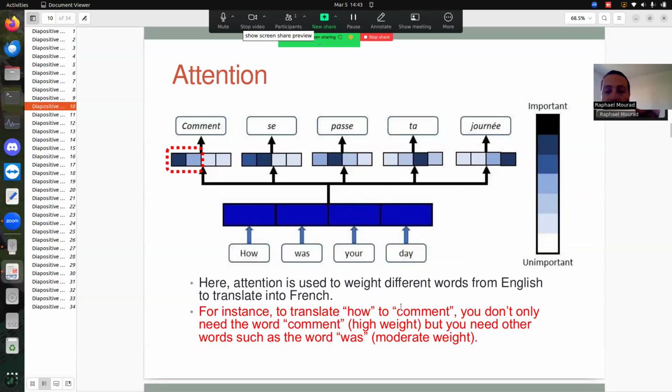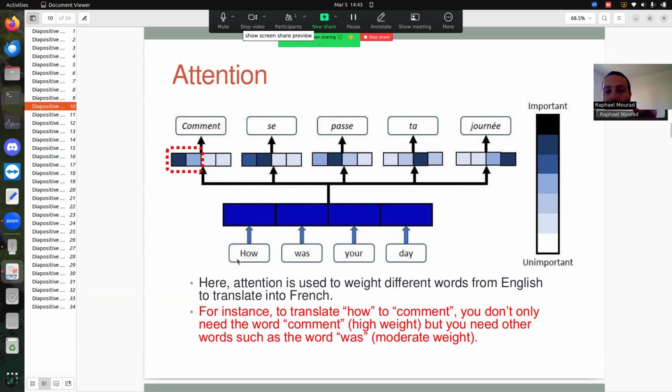For instance, imagine that you want to translate this phrase in English, how was your day? And you want to translate it in French, which is comment se passe ta journée. So when you do that, you can see that when you want to translate to comment, how is a key word, of course, how translates to comment. But actually in French, you can translate how to different French words. And the choice of comment will depend not only on how, but it will depend on was.